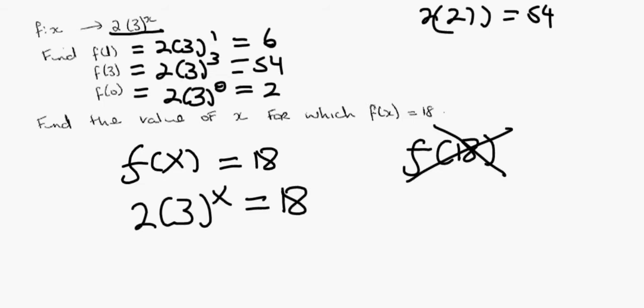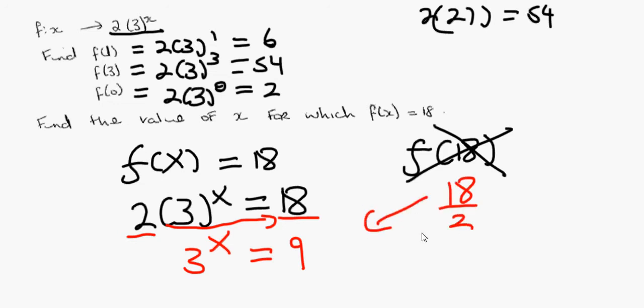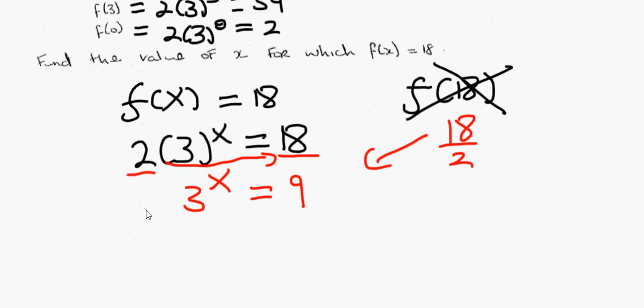Now, what we can do first and foremost is we can divide both sides by 2. Get rid of that 2. So we get 3 to the power of x equals 9. Okay? Or we could have alternatively brought the 2 underneath. It turns multiplication into division. 18 divided by 2 is 9. Now we know that 3 to the power of x equals 9. 3 to the power of x equals 9 is the same as 3 to the power of 2. Therefore, x must be equal to 2.